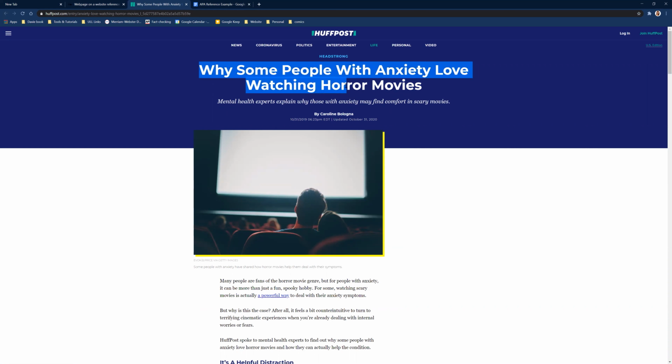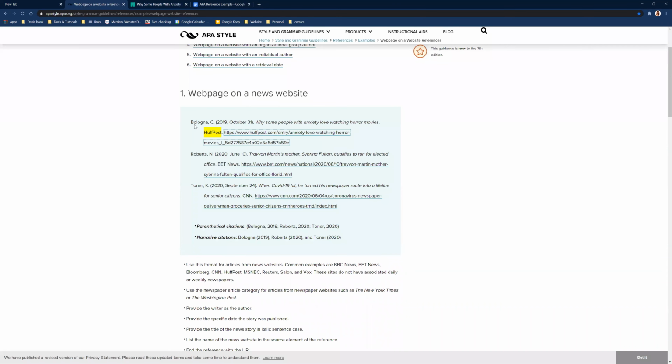Now, you can also include, sometimes they have a subtitle in it. In this instance, it would be mental health experts explain why those with anxiety may find comfort in scary movies. So if you copied this one, you would probably put a colon right here and then have this part. It's also, of course, obviously fine the way they wrote it on here.